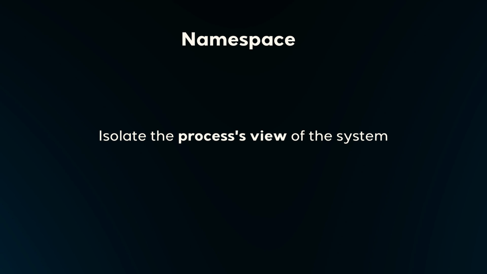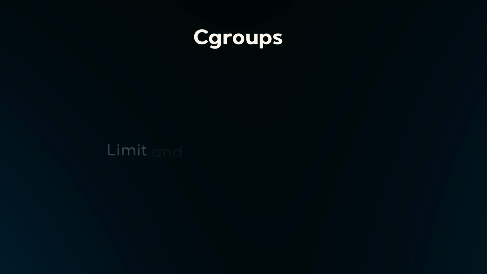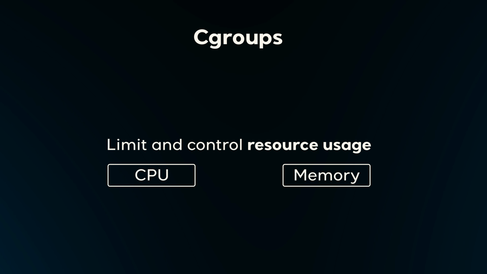So first on the list is the namespace. The namespace isolates the process's view of the system, and then you have the cgroups. The cgroups limit and control resource usage. See, the accent is kicking in. The cgroups just limit and control resource usage, so things like CPU, memory, etc.